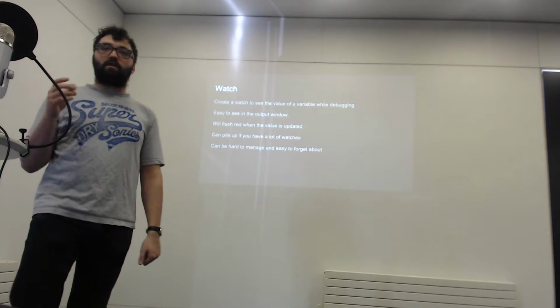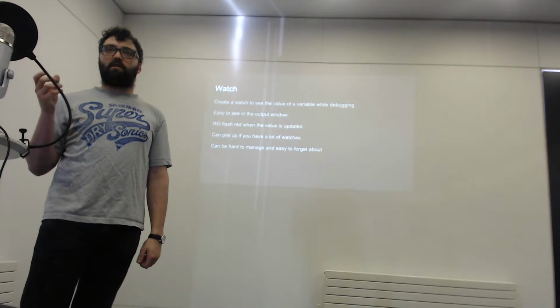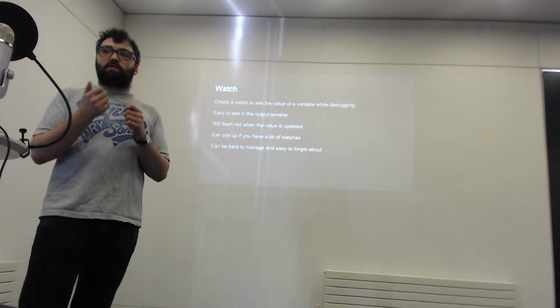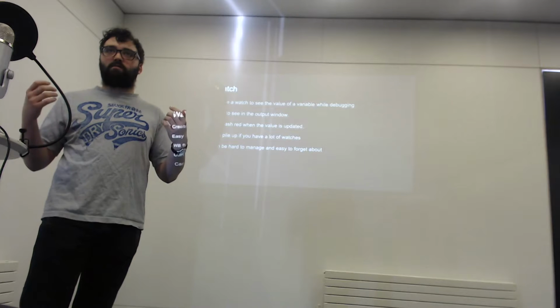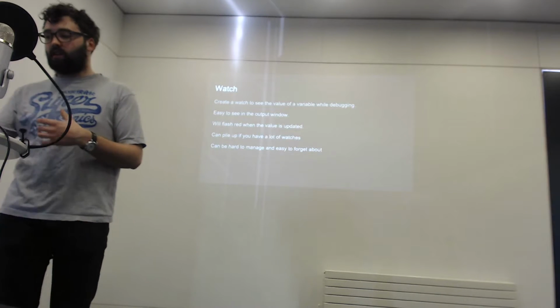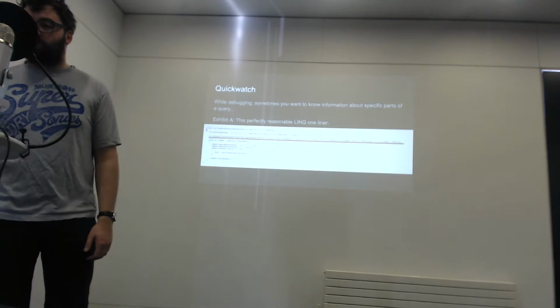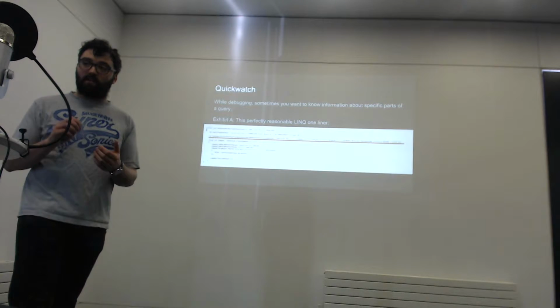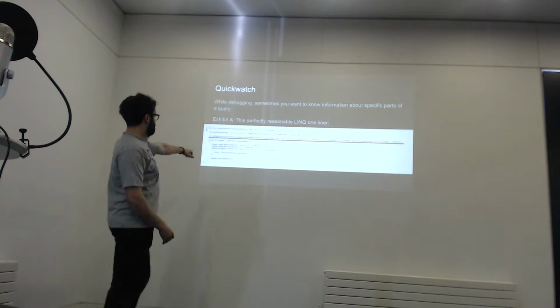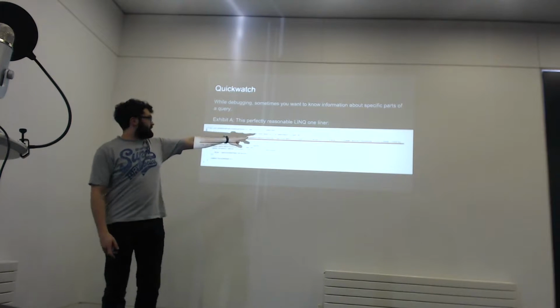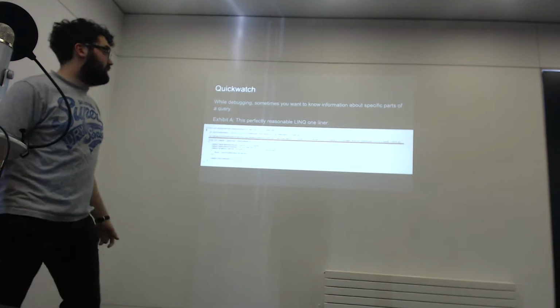But if you're trying to watch a few things at once, or there's a few variables that you're concerned about at various times, they can pile up really quickly and you can end up with a load of them, and it can actually be harder to tell what's going on, I find. Which is why I often use Quick Watch. Here I've got this variable which is basically a 6-part LINQ query.